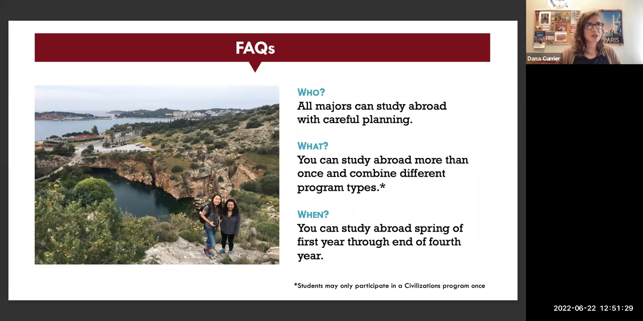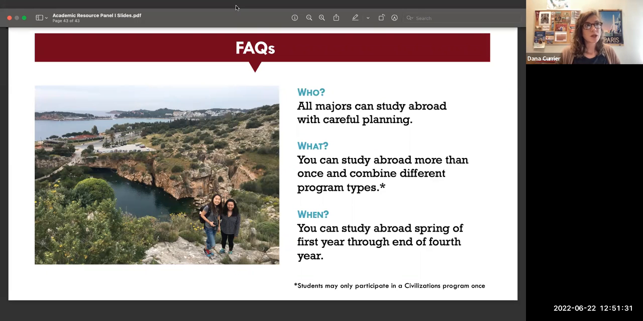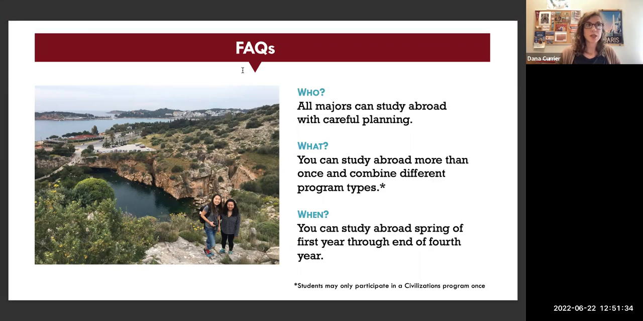So that is possible. You can study abroad more than once, and you can do different types of study abroad. The only limitation we have is that students can only participate in one civilizations program. There's a lot of demand on those programs and they're quite competitive. So we do limit students to one civ program, but you can combine civ and thematic and direct enrollment. We've worked with students who've studied abroad 3 or 4 times during their UChicago career. So it's possible. And as I said, you can start in the spring of your first year and go all the way through the end of your 4th year.